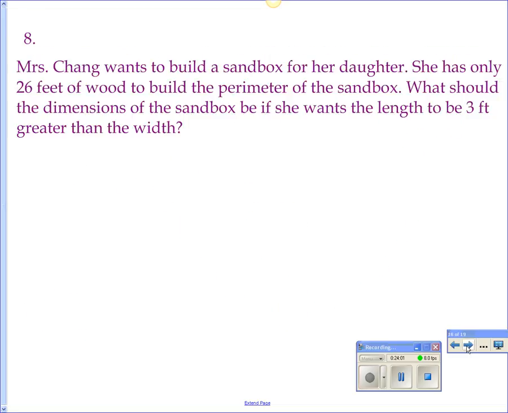Okay. All right, let's skip to number 8. Mrs. Chang wants to build a sandbox for her daughter. She has only 26 feet of wood to build the perimeter of the sandbox. What should the dimensions of the sandbox be if she wants the length to be 3 feet greater than the width? All right, so let's just do this one step by step. It's not any harder. It's just worded different.